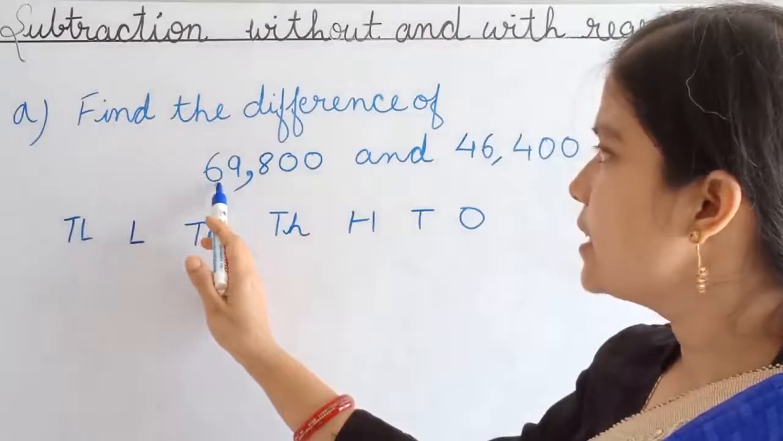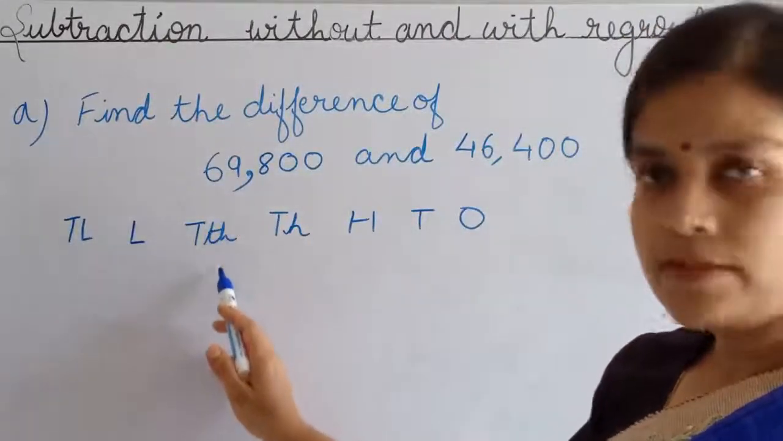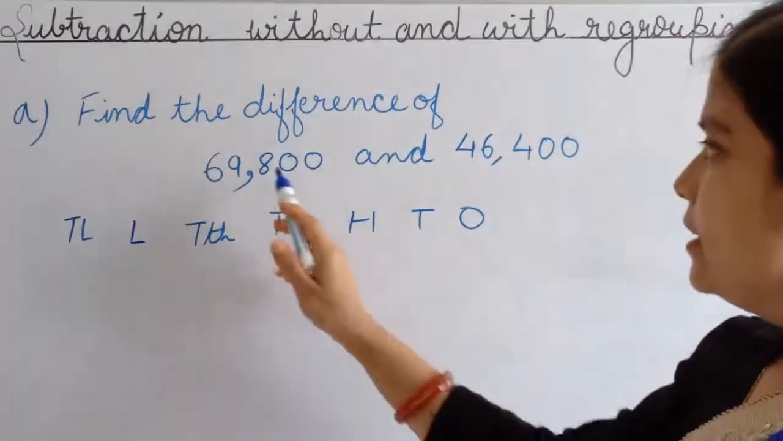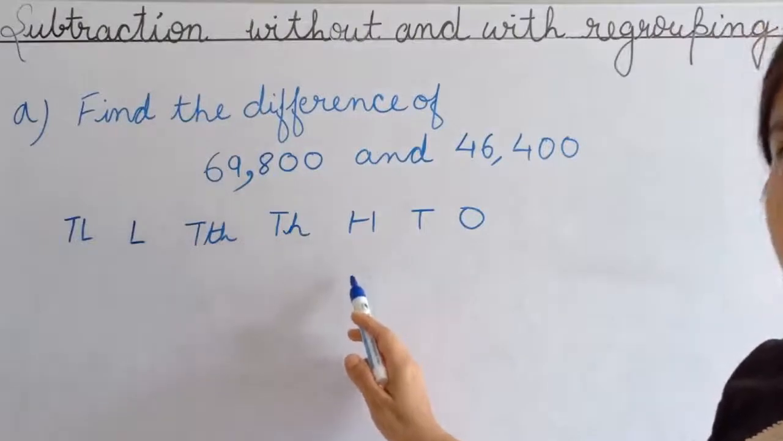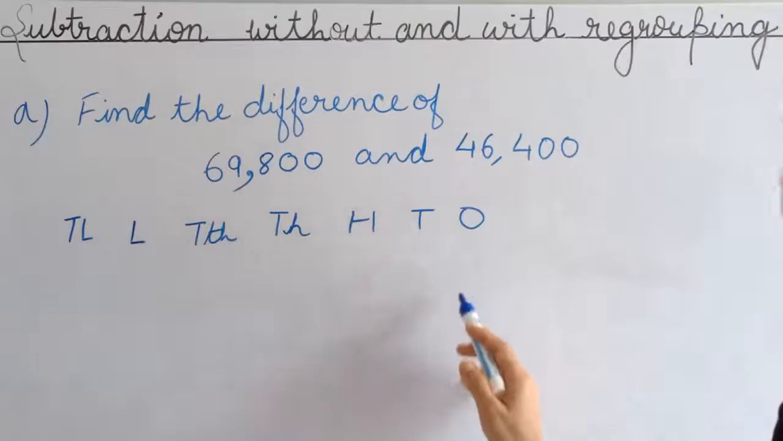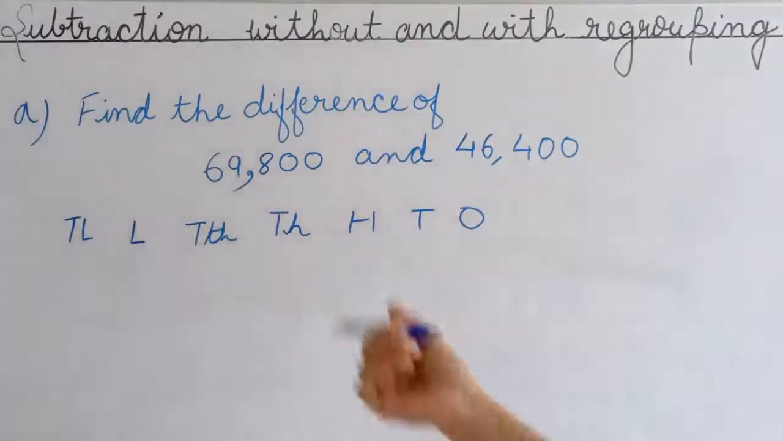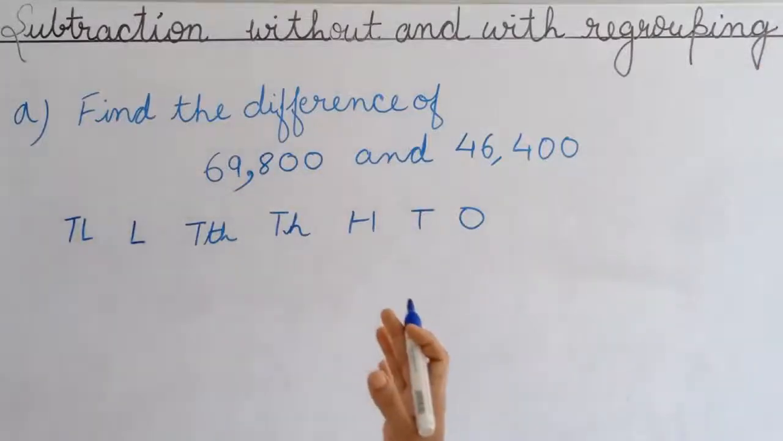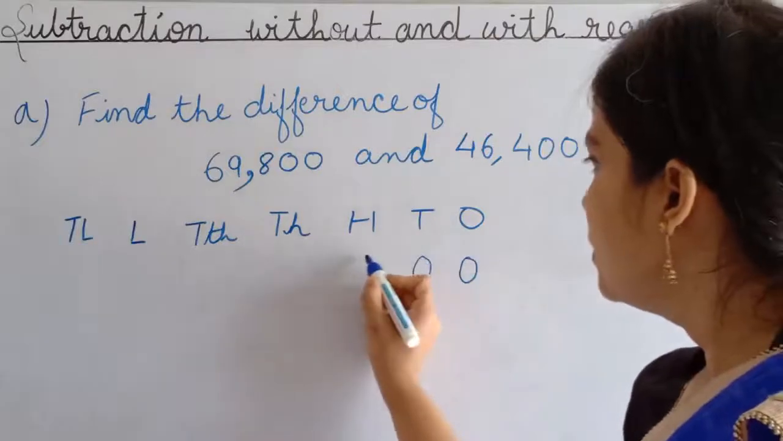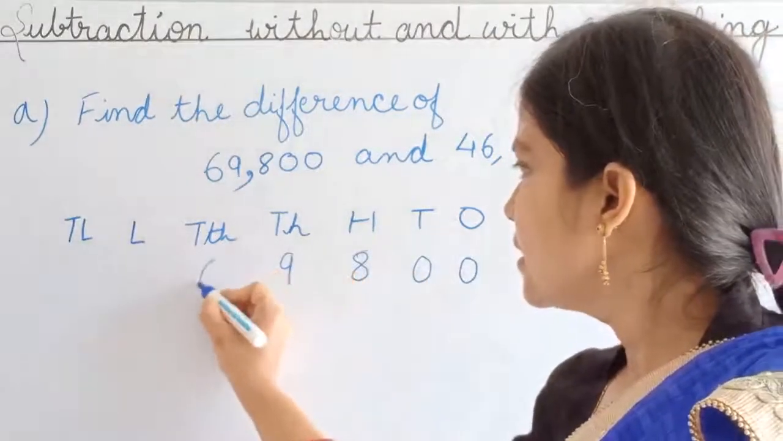Like that, it is 60,000, so you will write under the 10,000 place. It is 9,000, you will write under the 1,000 place. It is 100, you will write under the 100 place. And it is tens, then under the tens place, and it is ones, so under the ones place. So like that also you can arrange. Otherwise simply you start arranging from this right hand side. So here it will be 0, 0, 8, 9, 6.